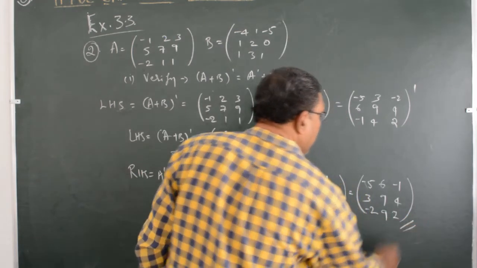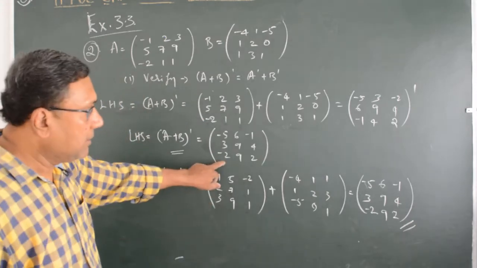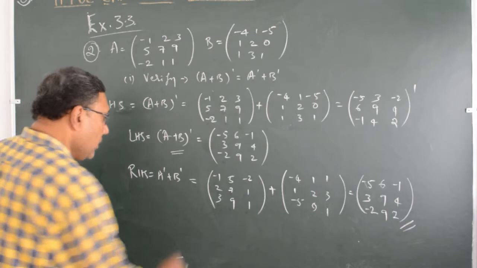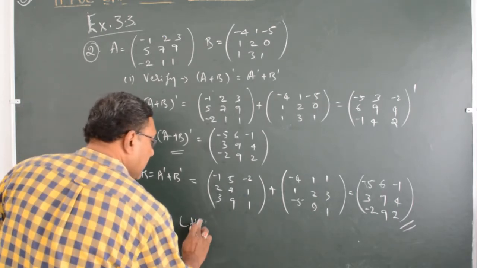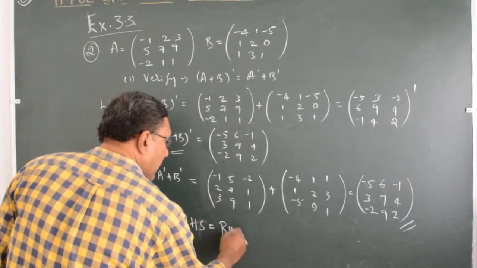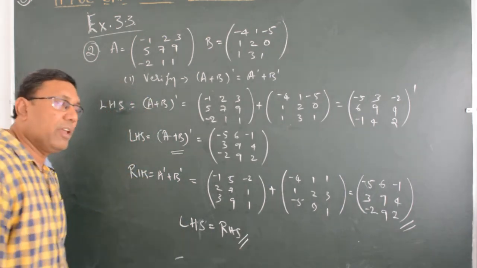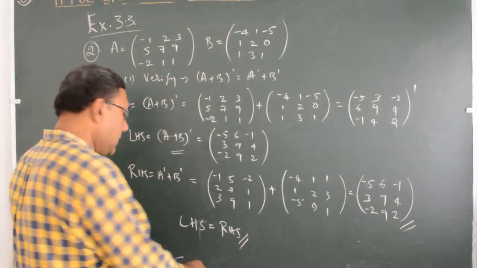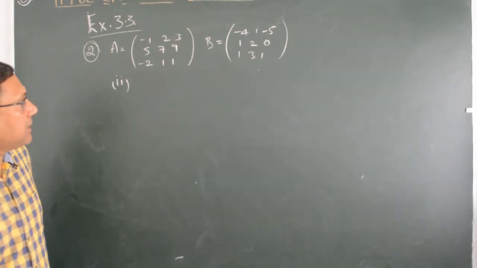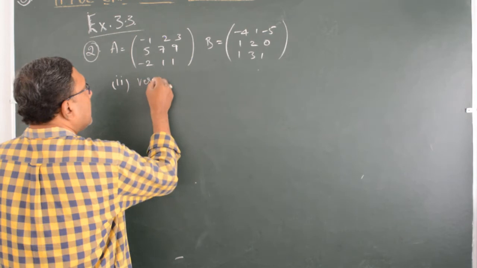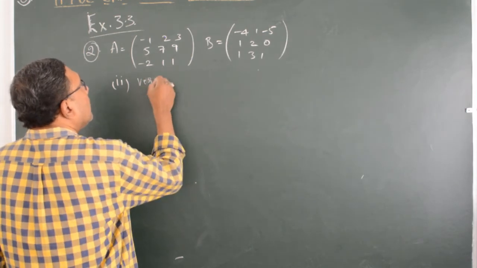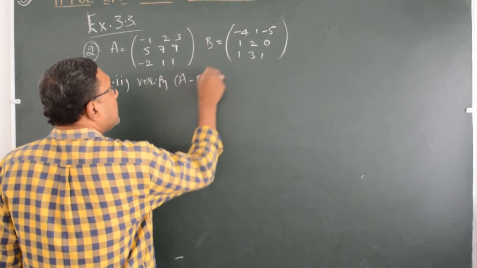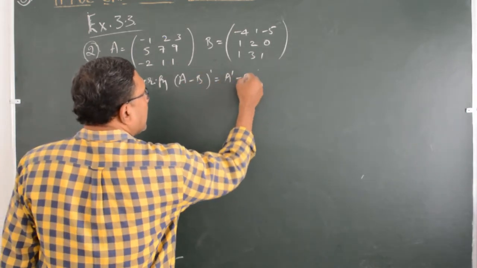Please check this and this. So it is very clear, your LHS is absolutely equal to your RHS. This is how we verify the property. Now let's take the second part of it. Verify that (A minus B) transpose is equal to A transpose minus B transpose.